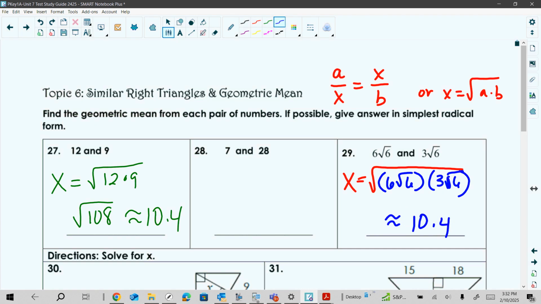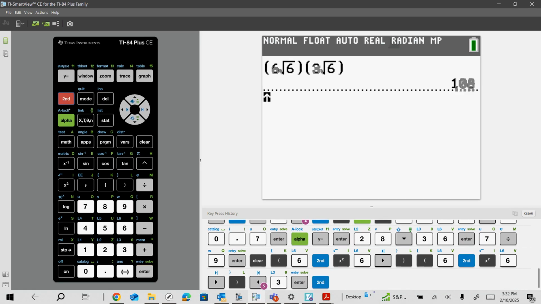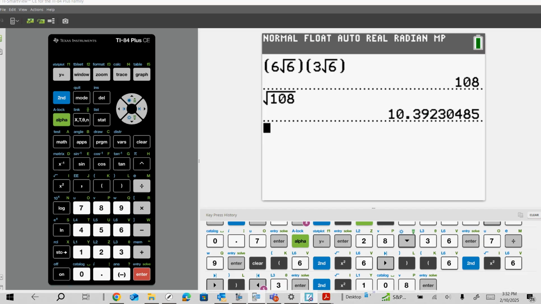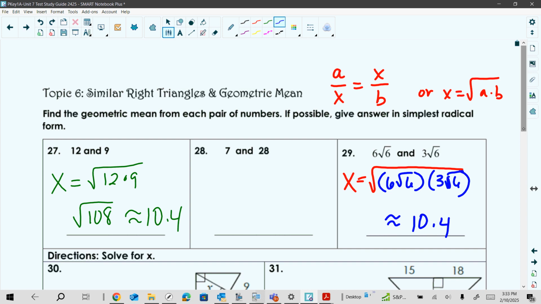Okay. And then in the calculator, you just do the square root of that product, put it underneath the radical and hit enter. 10.4 here is because we're going to round. We got 3 with a 9 after it.